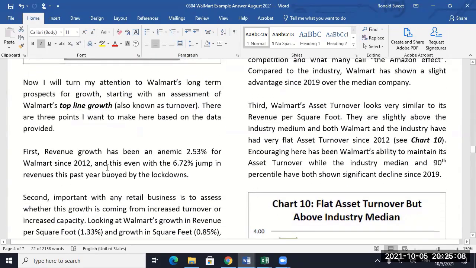Someone jokingly asked me about doing GameStop. Yeah, I can't imagine what this paper would look like. They haven't made money, and who knows what it looks like. It'd be a really hard stock to do.